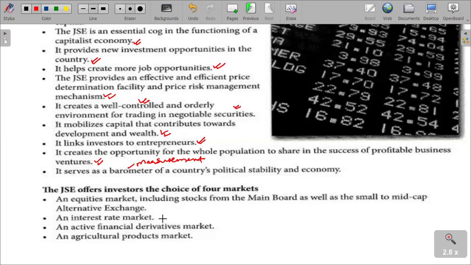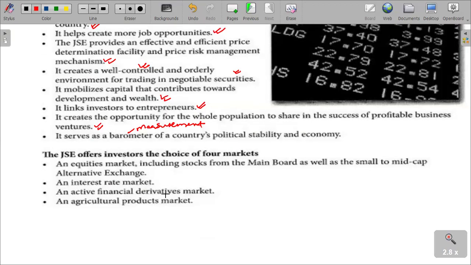The JSE offers investors the choice of 4 markets, which are these: an equity market, including stock for the main board, as well as a small to medium cap alternative exchange. So it provides the equity market, and also an interest rate market, as to say how the interest rate is running, or what the interest rate performances are for the various markets and various investors and so forth.